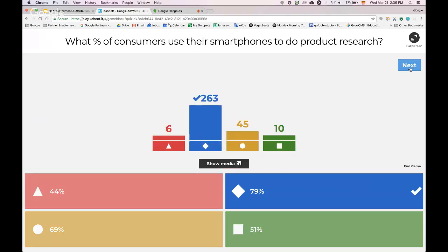And we have the results in, and most of you got it right. Fantastic. Good job. It is 79%. That means a lot, even most of our customers are taking their phones and looking for information when they are looking to engage with the company, with the product or service you are selling.